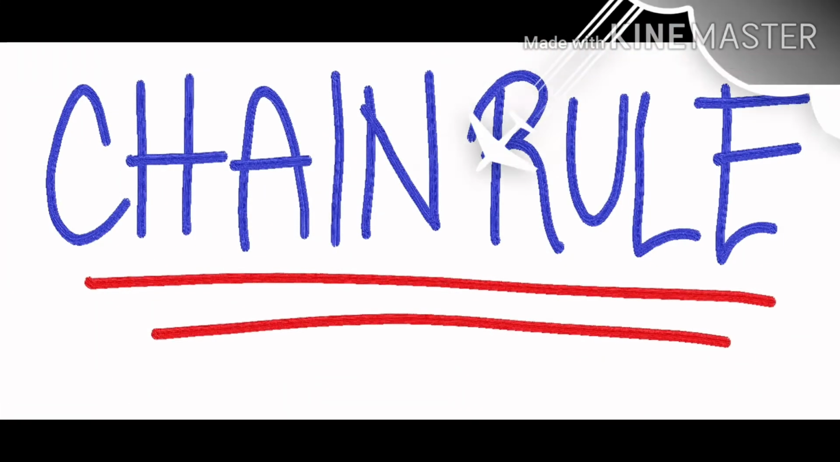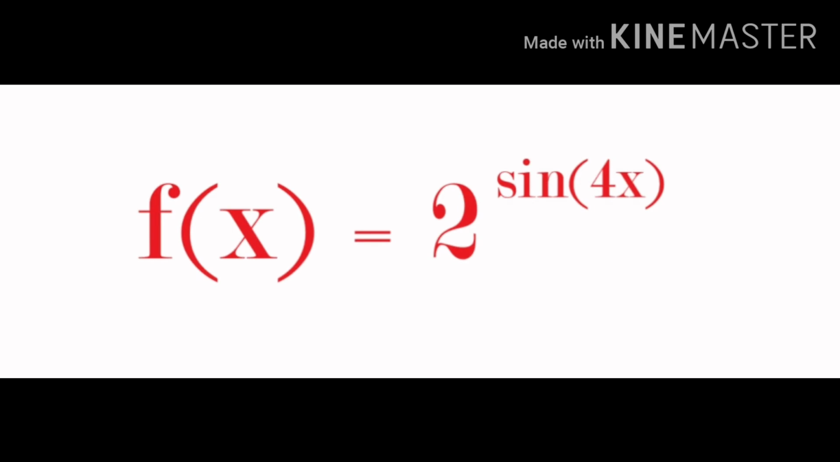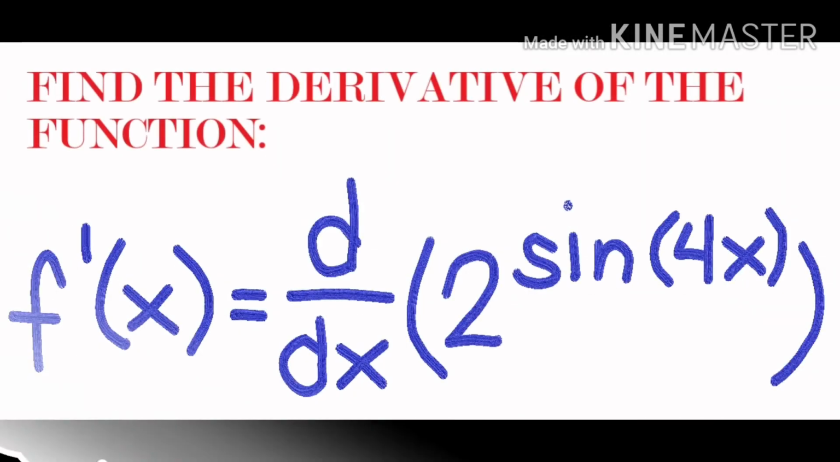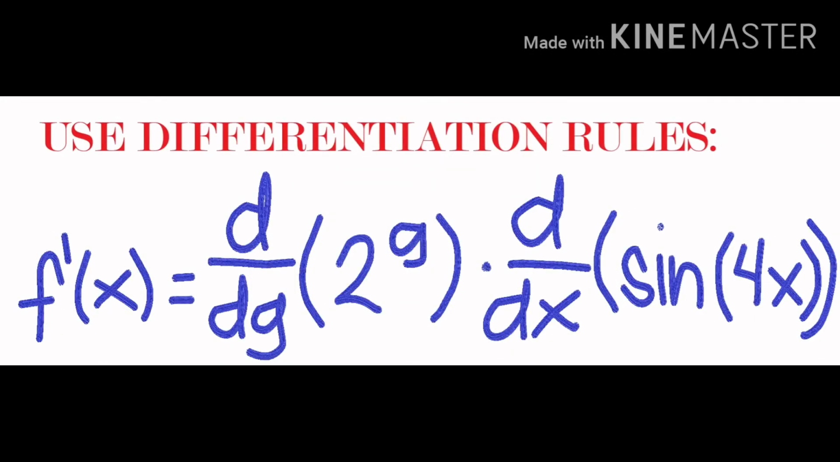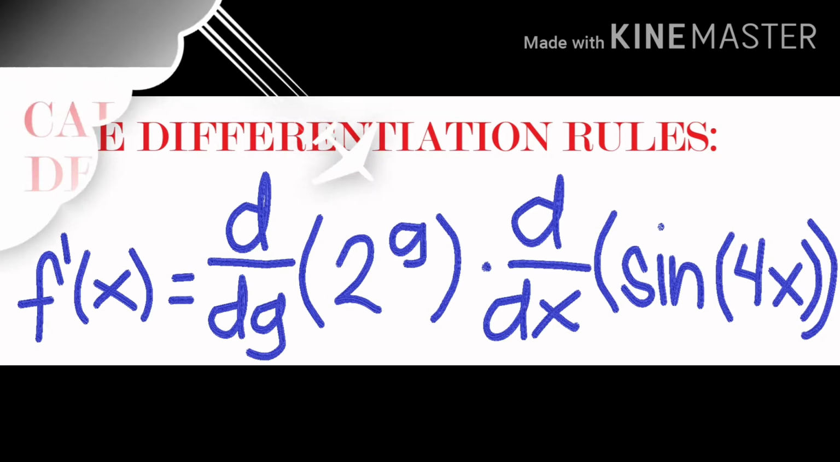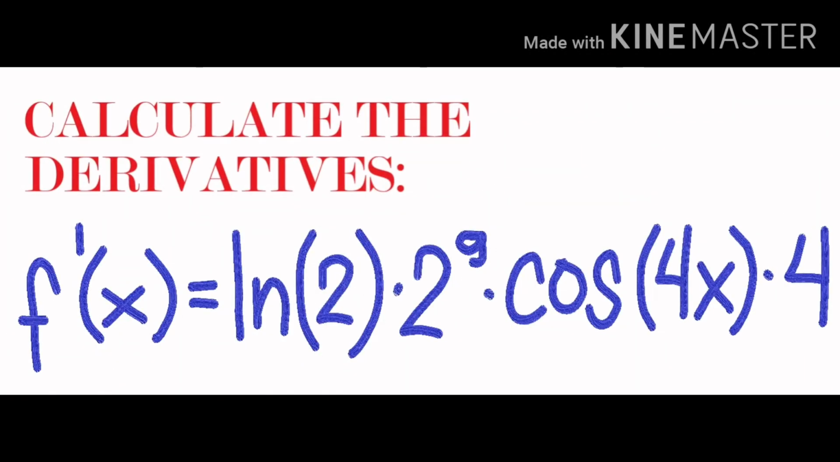Our first problem is all about chain rule. It is f of x equals 2 raised to sine 4x. First, we need to find the derivative of the given function. It is the derivative of f of x equals d over dx of 2 raised to sine 4x. The second step is we need to use the differentiation rules. It is the derivative of f of x equals d over dg of 2 raised to g times d over dx of sine 4x. The third step is calculate the derivatives.